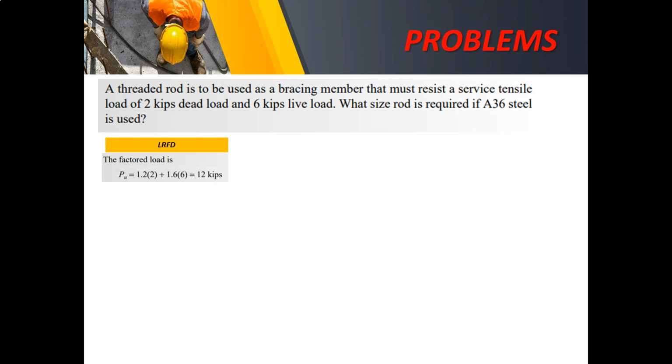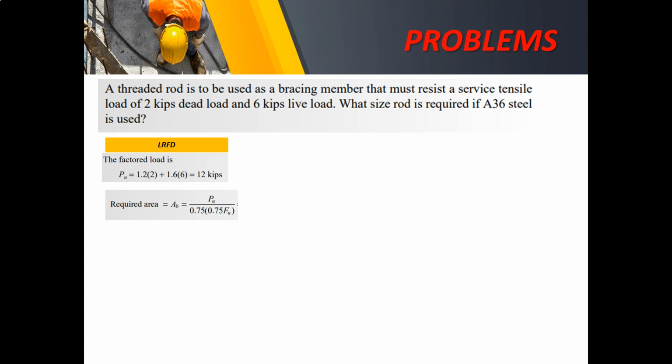Now for LRFD, of course, we're going to use the factored loading. So the factored loading that will be prevailing here is 1.2 dead load plus 1.6 live load. We substitute the given loadings. We have 1.2 times 2 plus 1.6 times 6. We will yield 12 kips as the factored load, and that factored load will be incorporated in the calculation of the required area on the stress with threads.